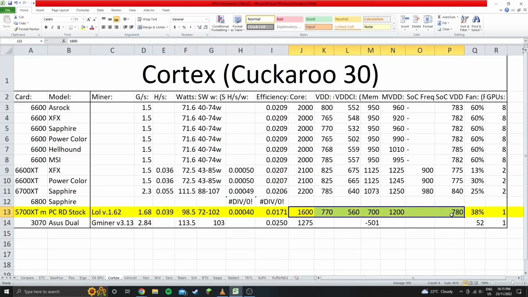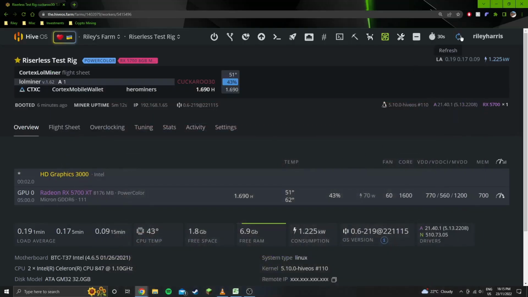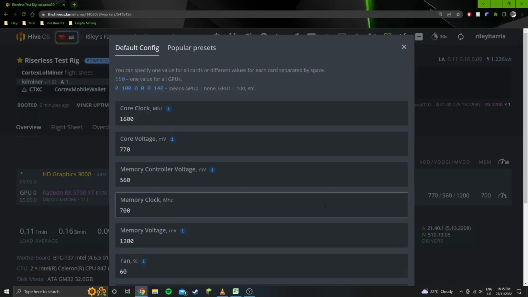if you want to use the settings. Again, the memory tweak wasn't able to do anything for this algorithm, and because it's lolMiner, we couldn't use R mode or anything, so yeah, it's pretty much just what you see here.